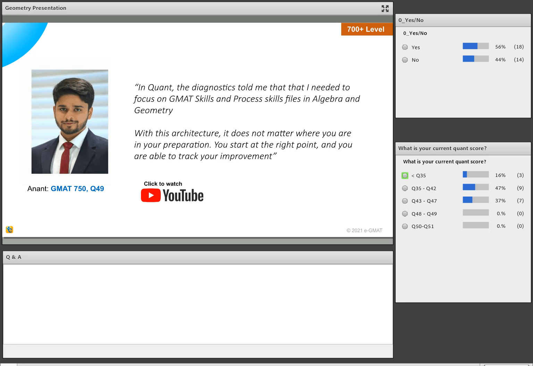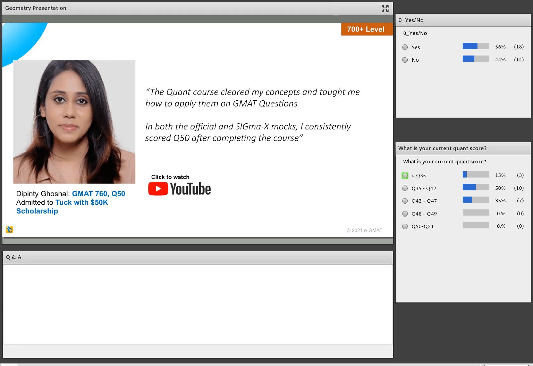ability level. Okay, Anant, with this architecture, it doesn't matter where you are in your preparation. You start at the right point and you're able to track your improvement. That's the power of the Quant 2.0 course. Okay, Dipinti, who scored a 760 with a Q50: "The Quant course cleared my concepts and taught me how to apply them on GMAT questions."